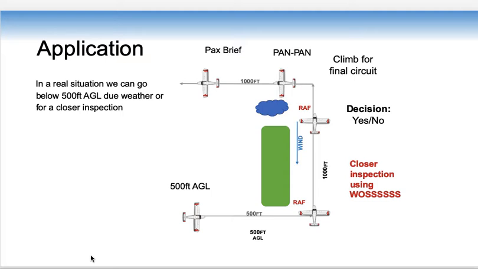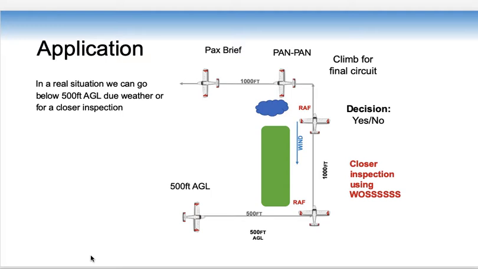Closer inspection using WASP, so you're doing a quicker one, just to confirm things you've seen. You need to make a decision, yes or no. If not, choose another field. Then you're going to climb to circuit height, so about 1,000 feet AGL, so 1,400 feet on your altimeter.